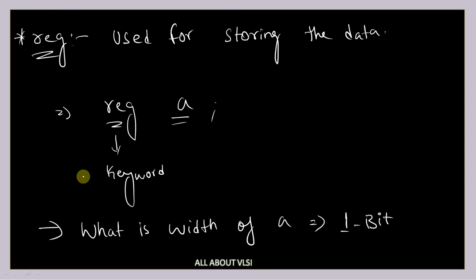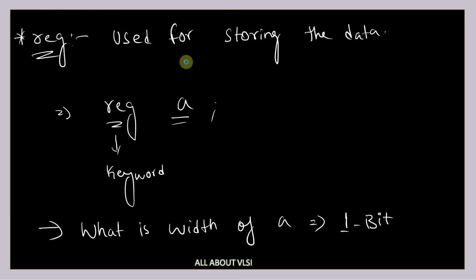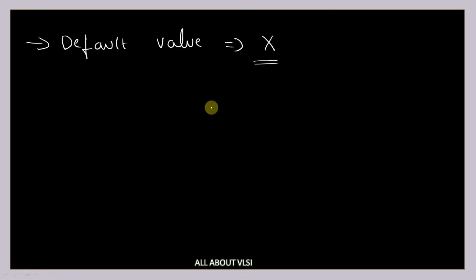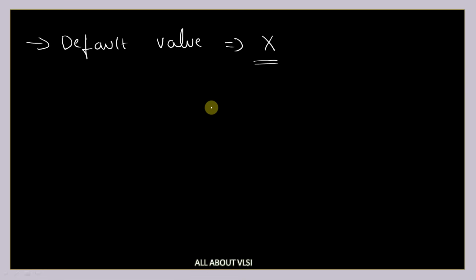Let's say initially you are not storing any data inside this reg a. What will be the default value? Any idea? If we are not storing any value inside a, then by default unknown will be stored. So the default value of the reg data type is unknown. These two things you should know: the default size is 1 bit, and the default value is x.